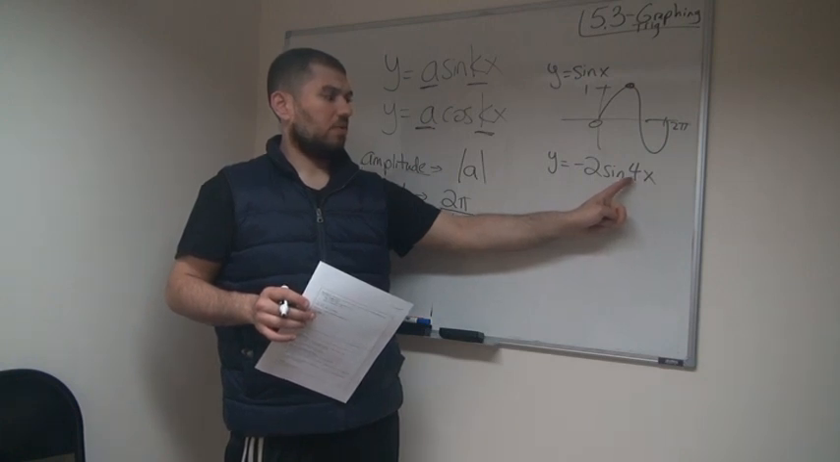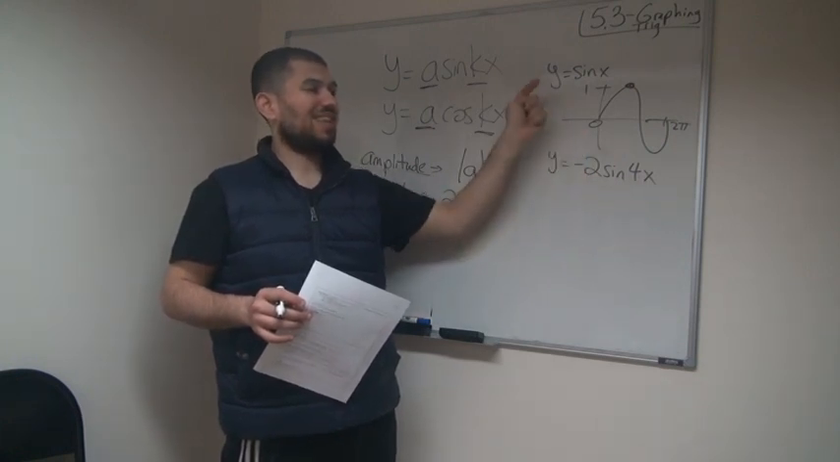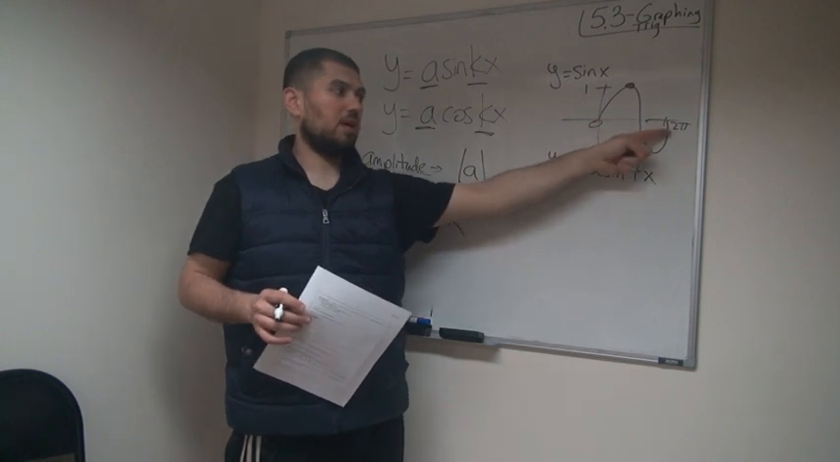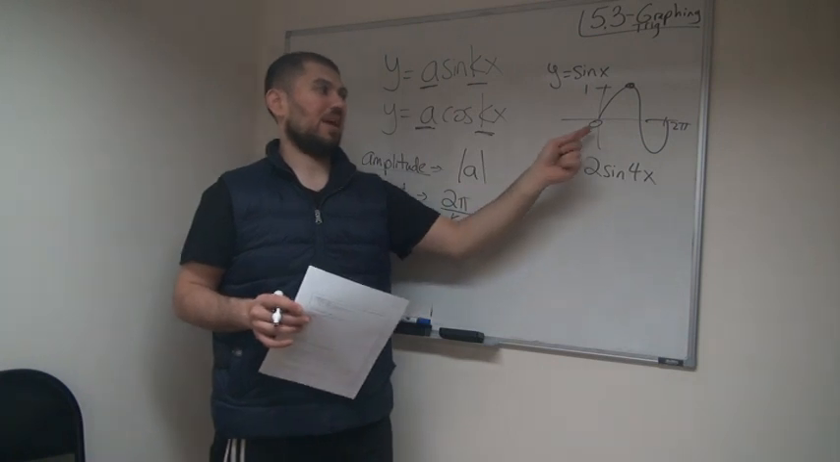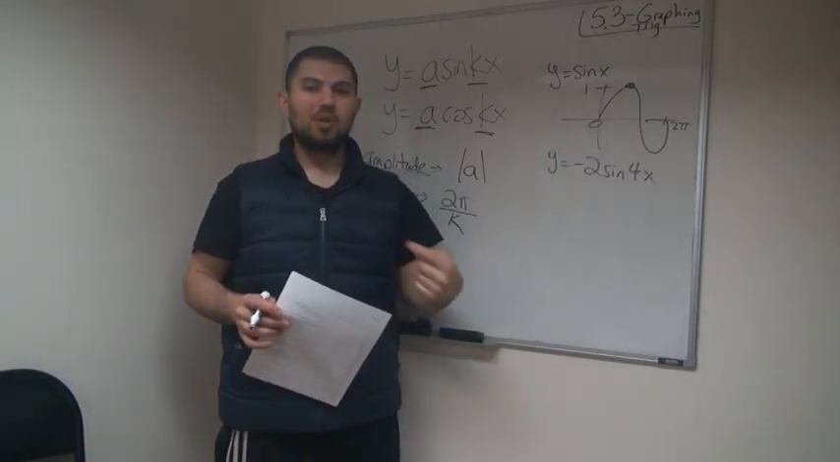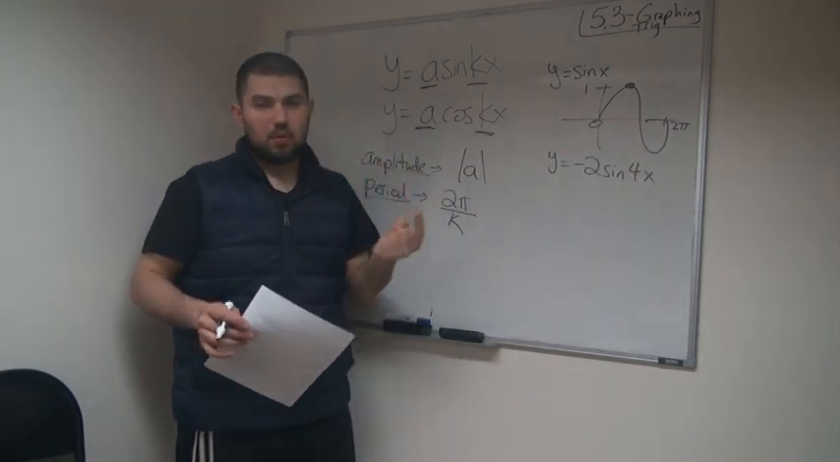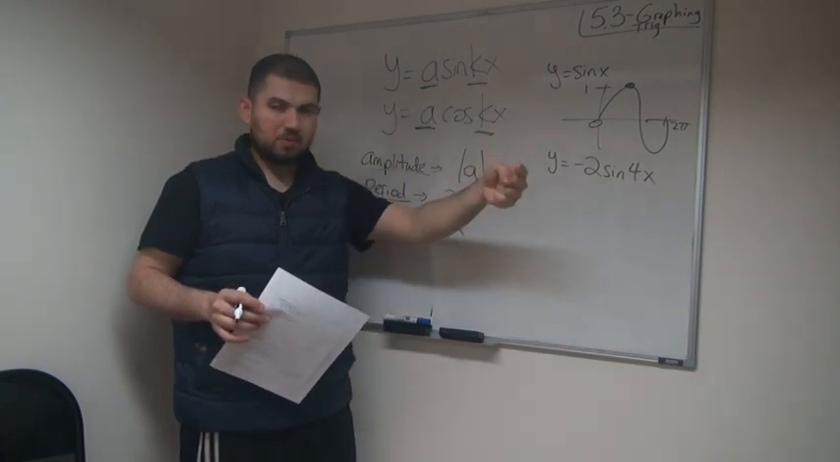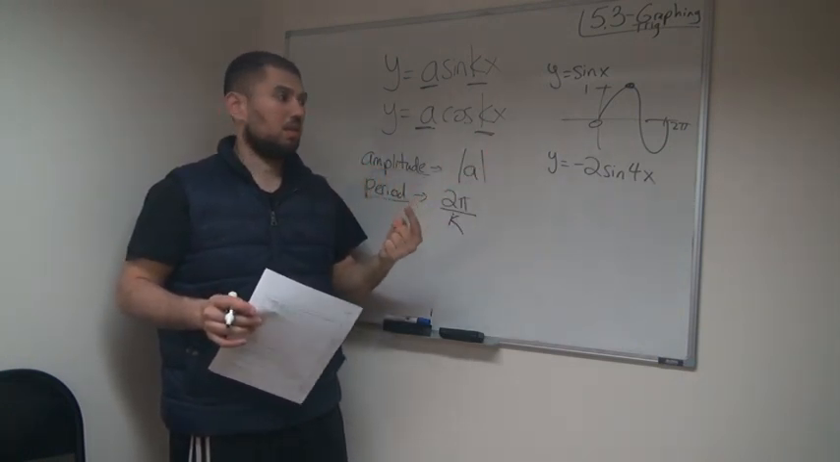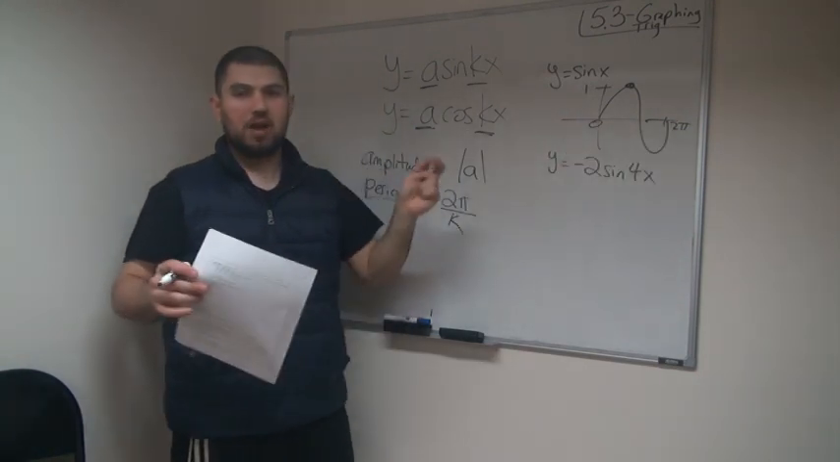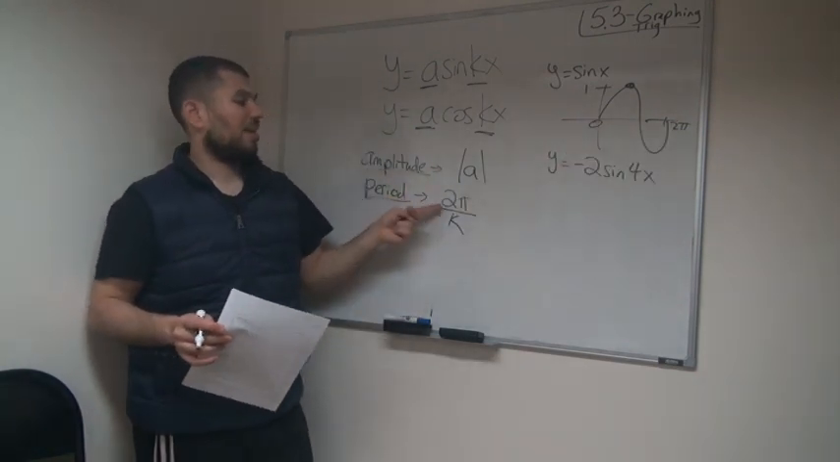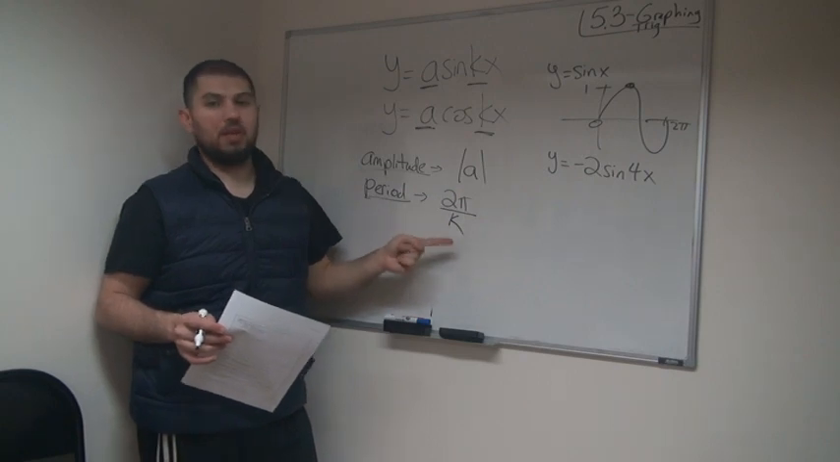So this 4 would tell me how many cycles I had from 0 to 2 pi. Here, I'm mainly concerned not with how many cycles I'm going to have from 0 to 2 pi, but what's the length of one cycle? That's what I want to know. How long am I going to have to travel to complete a cycle? Before, I had to travel 2 pi radians. Now I have to travel 2 pi divided by k radians.